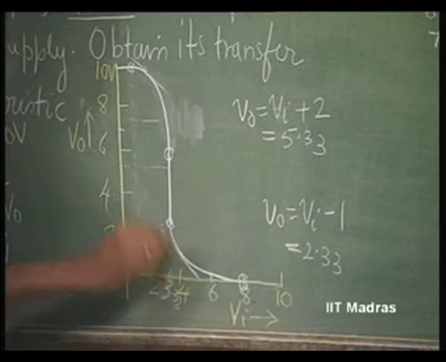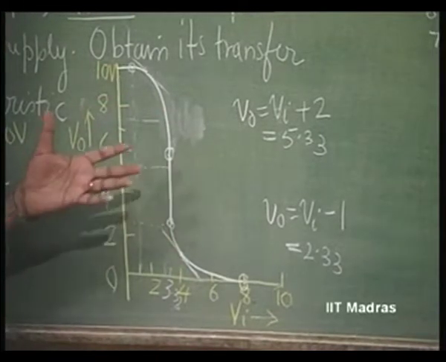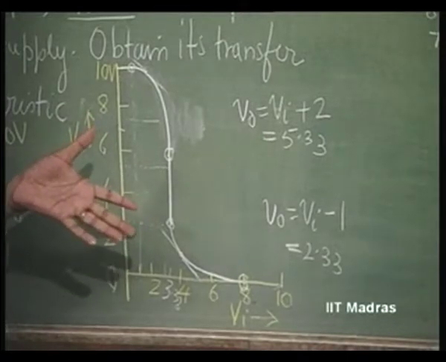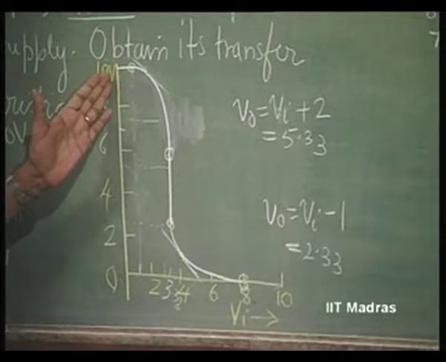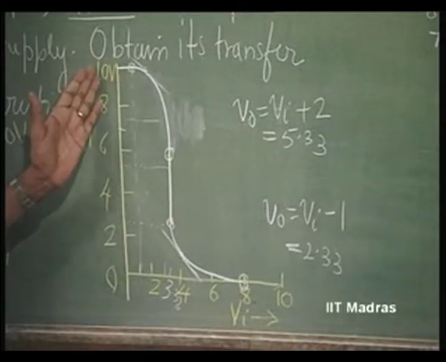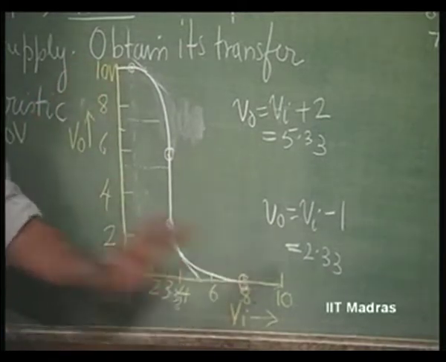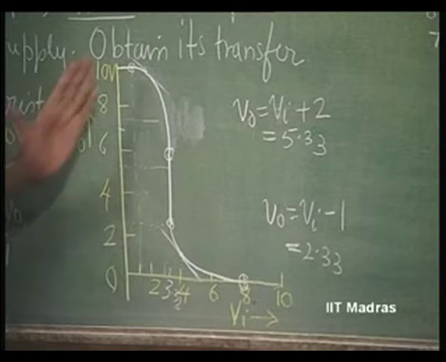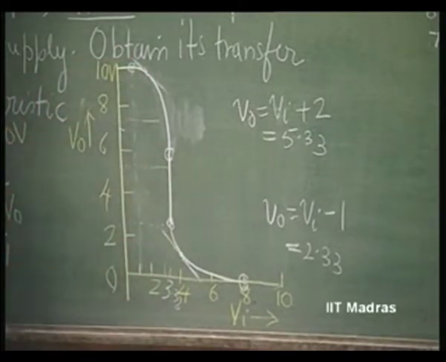It is within this region that we say the CMOS inverter is in the active region, where gain is greater than 1. Beyond this region, it is not in the active region; it has gone into one of the two saturation states, either this or the other one. These are important in digital circuits in defining what is called noise margin.